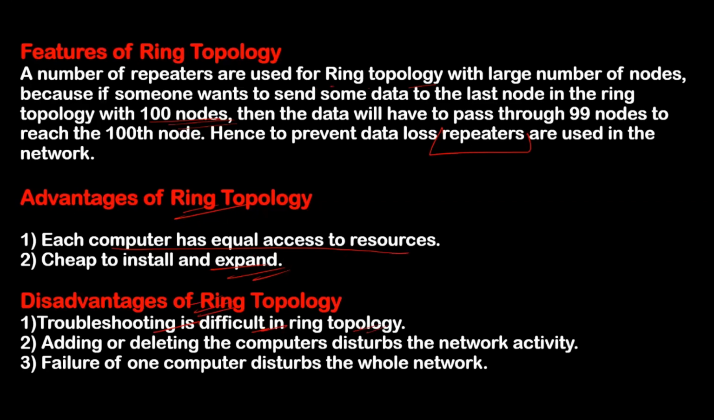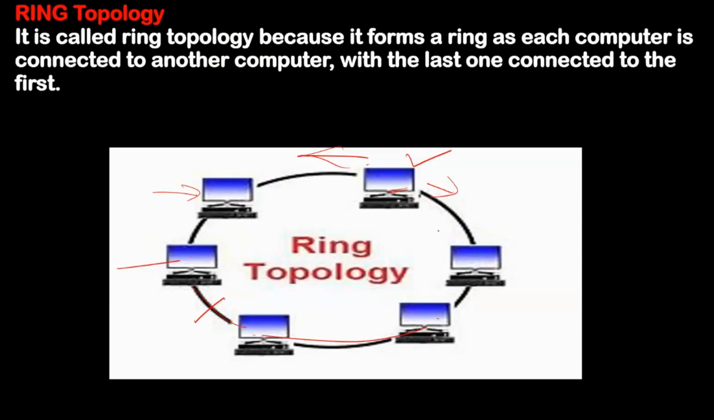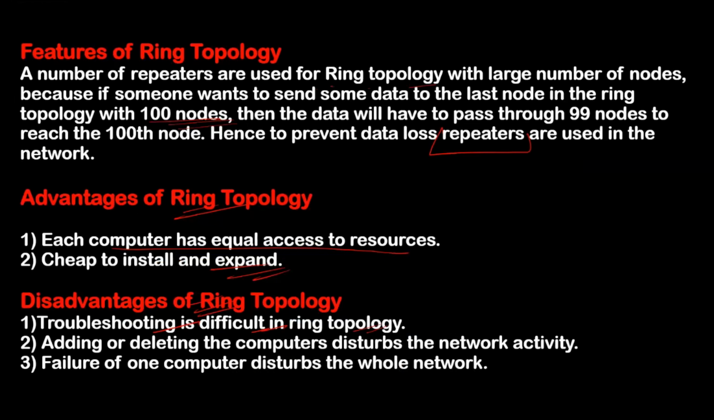Disadvantage. Troubleshooting is difficult in ring topology, because if you cut the cable from anywhere, what will happen? Your network will not stop, because after cutting the cable at one place, it will work like a bus topology. Only the network collision will occur, right? Only the collision will start to happen. You will not easily find where your cable is broken. So for that, you have to check the PCs one by one, and then you can find where the cable is broken.